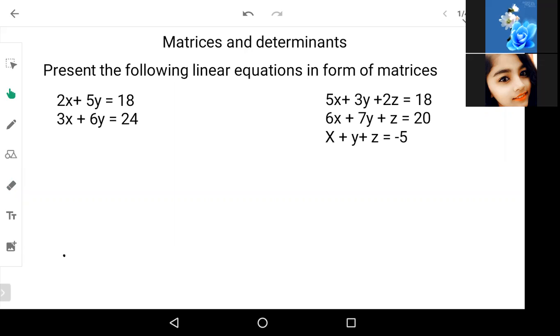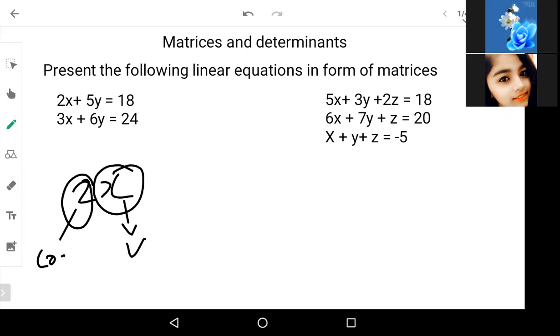Now here 2x plus 5y is equal to 18, and 3x plus 6y is equal to 24. These are the numbers we have. Now in matrices, we will be considering not the variables but the coefficients. For 2x, x is a variable and 2 is a coefficient, correct? So we are going to consider the coefficients and form the matrix.